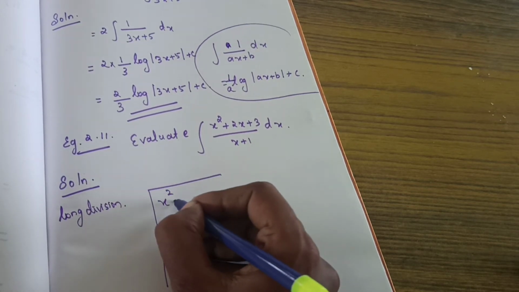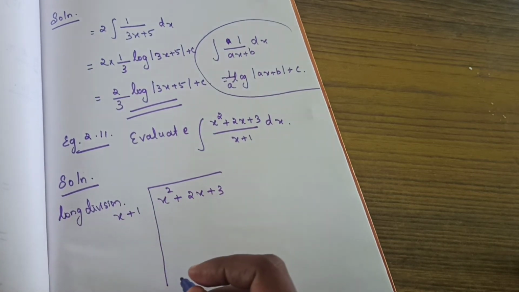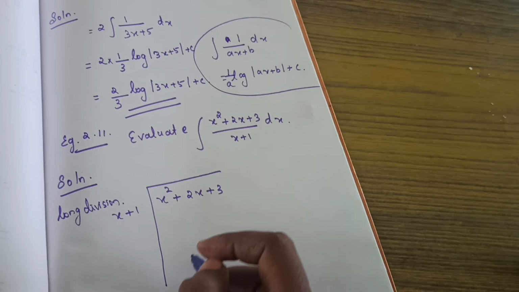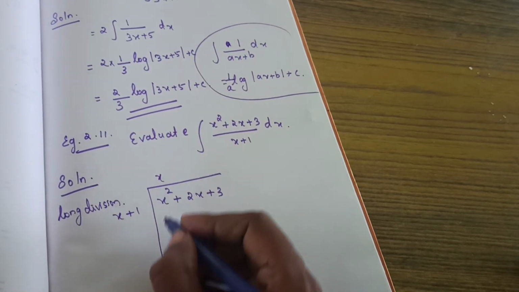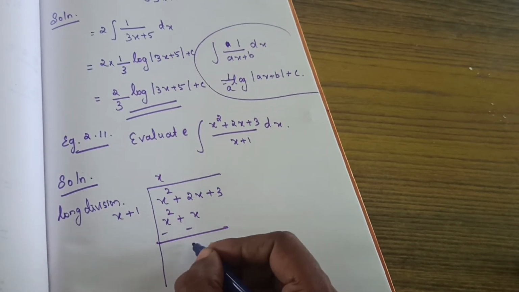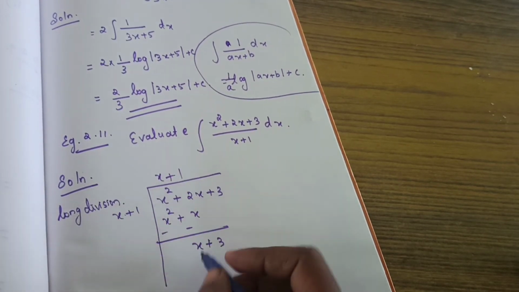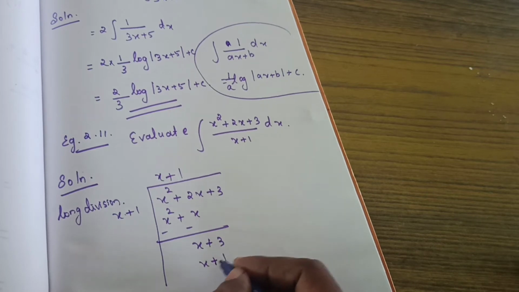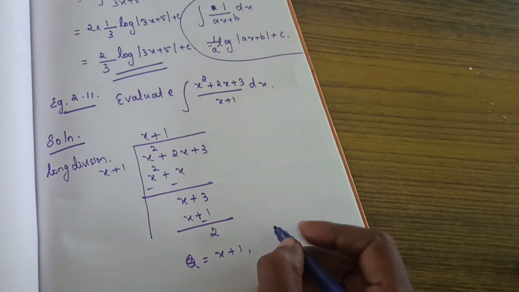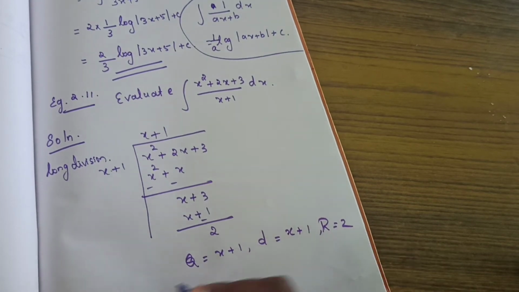How will we do it? x square plus 2x plus 3. What's the divisor here? x plus 1. So we will put the divisor outside, that is x plus 1. Now divide it. How much will you give? x. So x square plus x. Change the symbol, minus minus. And how much will you get? x plus 3. For x plus 1 we will get x plus 1. So what's the balance? 2. Here you listen. What's the quotient? x plus 1. What's the divisor? x plus 1. What's the remainder? 2.